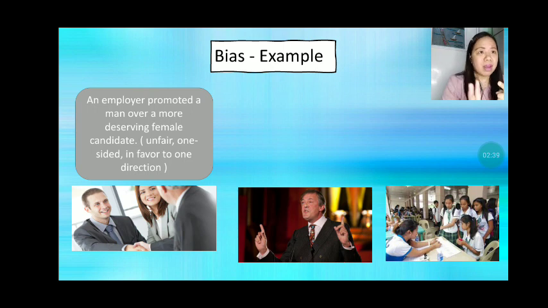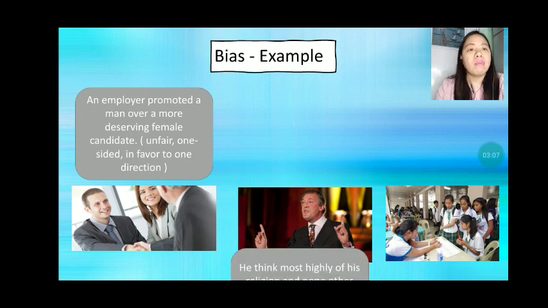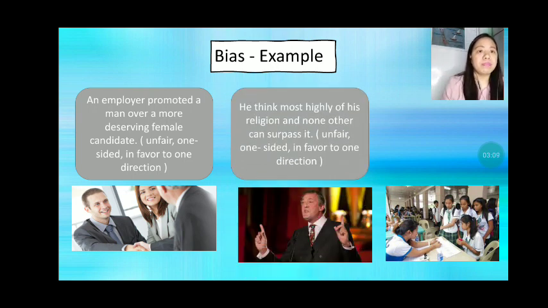He became unfair to the woman because he is in favor of only one, which is the man, right? He became also one-sided in a way. He didn't look at the strengths, the skills, the intelligence of the woman. One-sided lang siya. Ang tinitignan lang niyang side yung dun lang sa man na gusto niyang i-promote. That's bias.